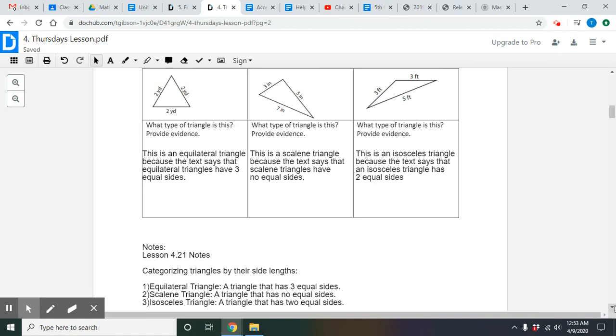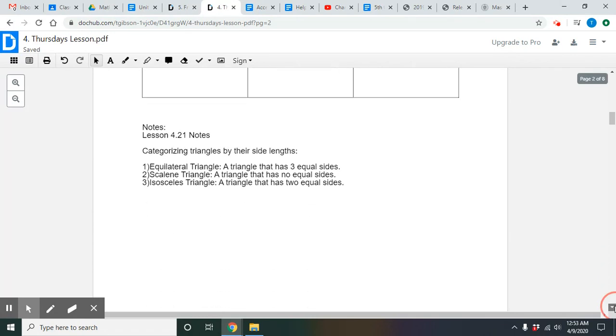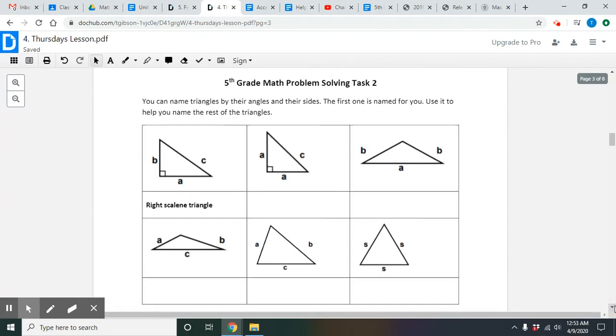All right, so good job on writing all these notes and the image. Now we're going to scroll down to do part 2 of the PST. So, part 2, you can name triangles by their angles and their sides. The first one is named for you. Use it to help you name the rest of the triangles.